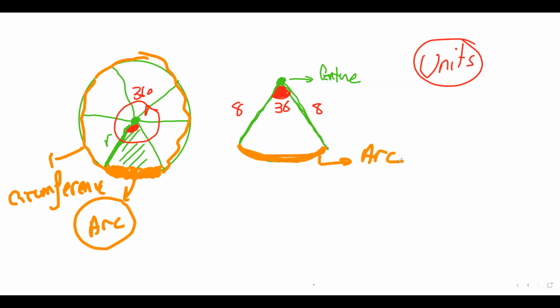تمام؟ دي كده مكونات السكتور، وعرفنا السكتور شكله عامل إزاي. Now the sector could be a minor sector. And a minor sector is a sector which has an angle less than 180 degrees. And the major sector is a sector that has an angle more than 180 degrees. Okay, so let me move on to another slide over here just to show you what is a major sector.